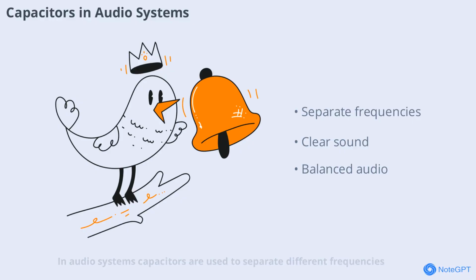In audio systems, capacitors are used to separate different frequencies, ensuring clear sound reproduction. They block low frequencies in tweeters and high frequencies in woofers, creating a balanced audio experience. Capacitors are key to high-quality sound in speakers, headphones, and recording equipment.